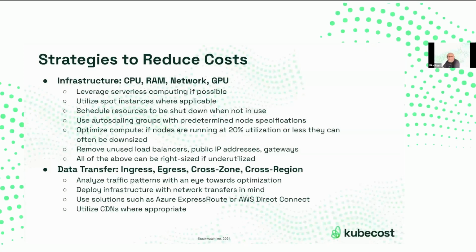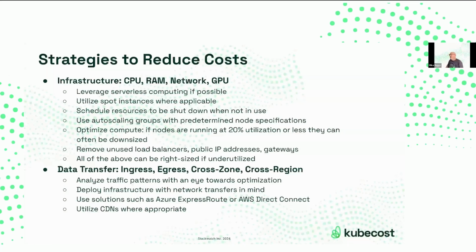Cloud providers also have some tooling available to help curtail data transfer costs. So for example, things like Azure Express Route or AWS Direct Connect are other things that cloud providers make available so that you can then reduce some of these data transfer costs.